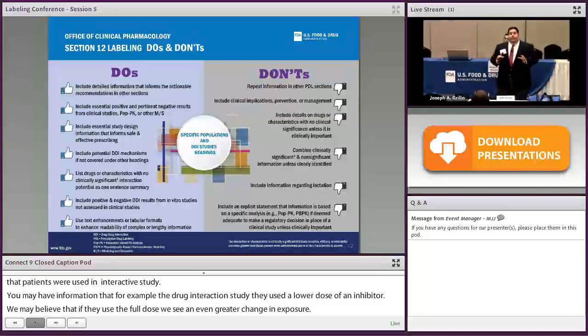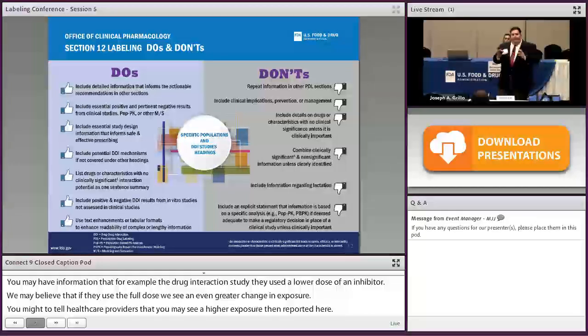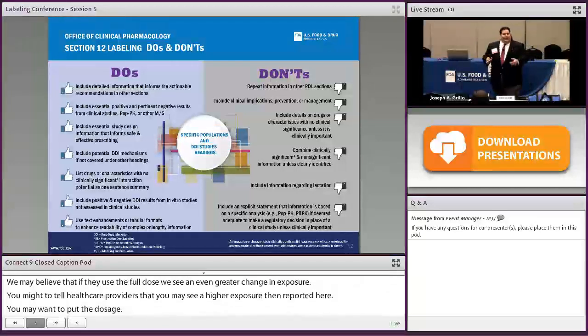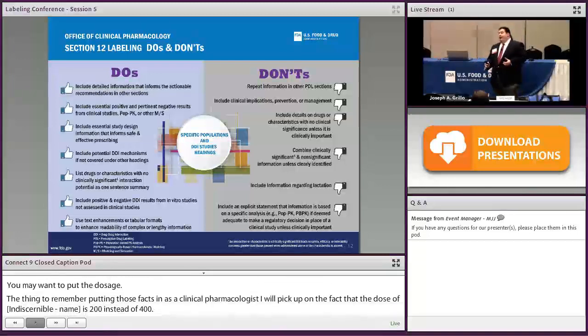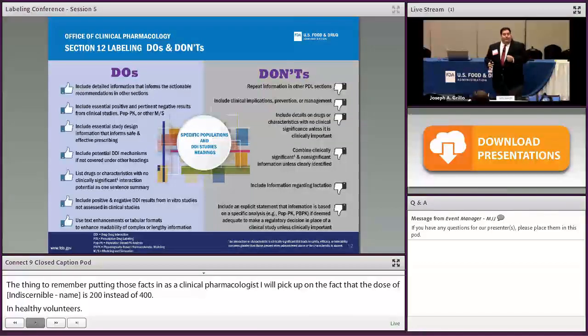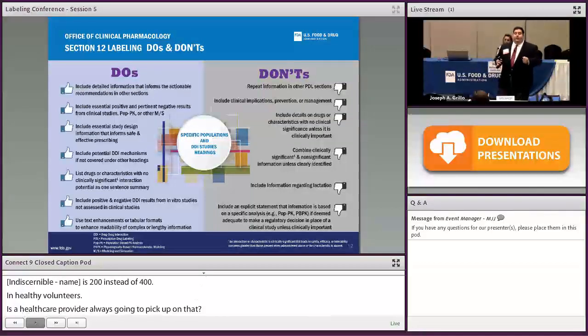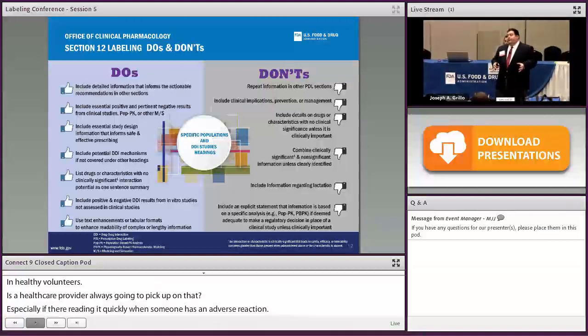The thing to remember, though, is just putting those facts in. As a clinical pharmacologist, I'll, of course, pick up on the fact that, okay, the dose of ketoconazole is 200 instead of 400, or it's in healthy volunteers and there's an issue. But really, is the healthcare provider always going to pick up on that, especially if they're reading it quickly because someone's having an adverse reaction or something like that? So is it better to explain that information rather than just put in the fact that it was done in patients and assume the healthcare provider is going to figure out what that means? They might not.